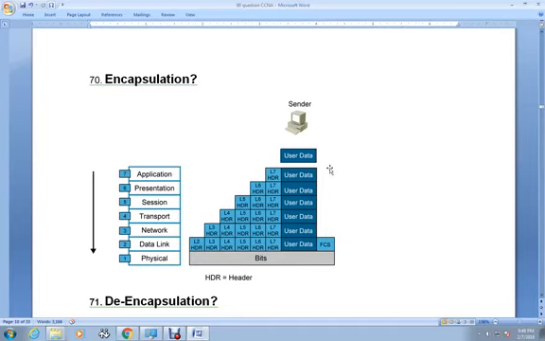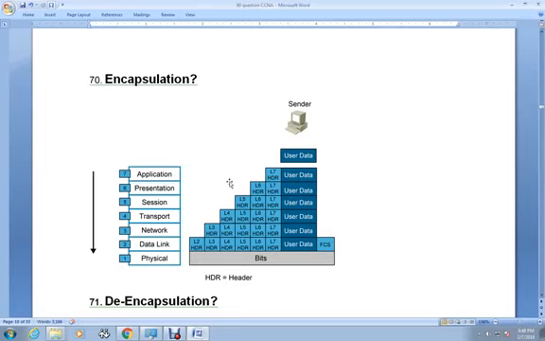So for example, here this is the user, this is the sender. He is trying to send some data, so it will be defined at the application layer. So this is the L7 header added plus user data. When it comes to the presentation layer, it will keep that data which came from layer 7 and add L6 headers plus L7 headers and user data. Now if you come to the session layer, again it will add its own header, including those from the previous layers.